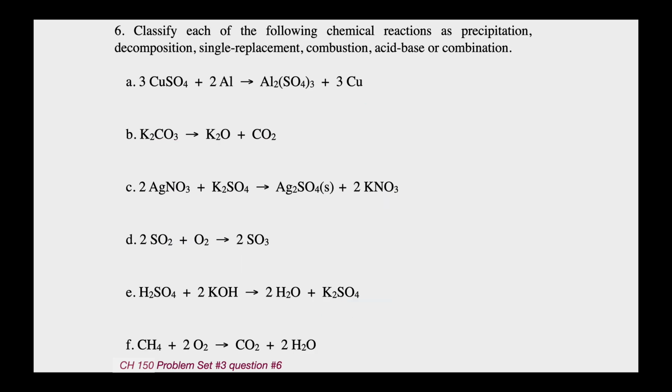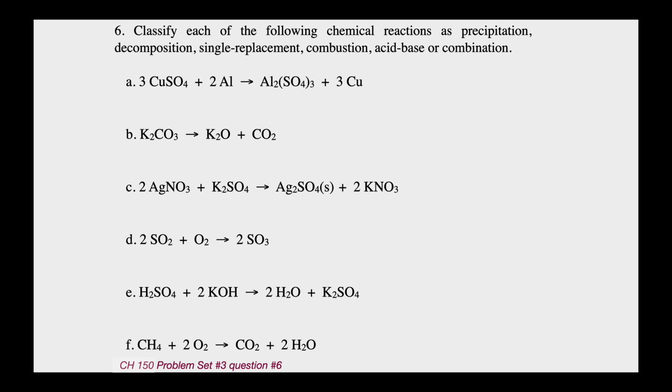These reactions we're going to classify as precipitation, decomposition, single replacement, combustion, acid-base, or combination reactions. All right, so those are the possibilities that we're going to go through. So let's go through these and figure it out. The first one, copper(II) sulfate, is reacting with aluminum. It makes aluminum sulfate and copper.